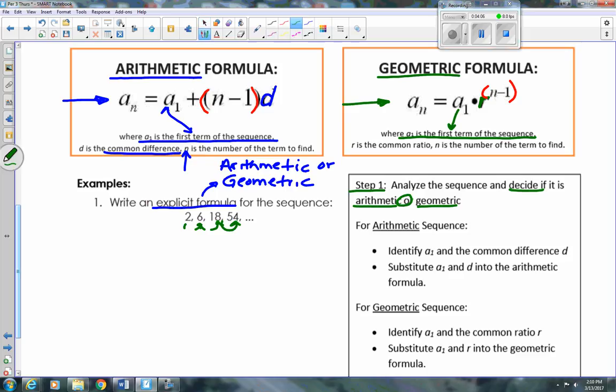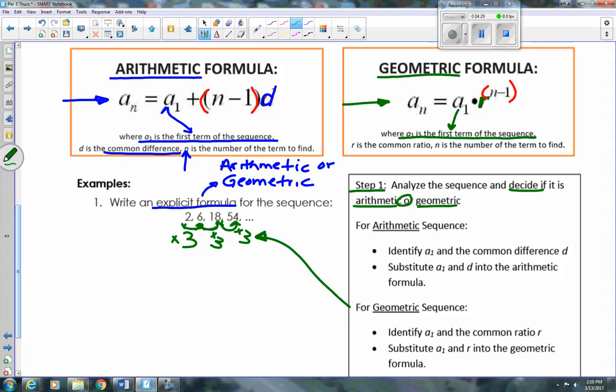So maybe if I multiply by something, 2 times 3 gives me 6. 6 multiplied by 3 gives me 18. 18 by 3 gives me 54. That works, which means if I'm multiplying by the same number, in this case, then I have a geometric sequence.